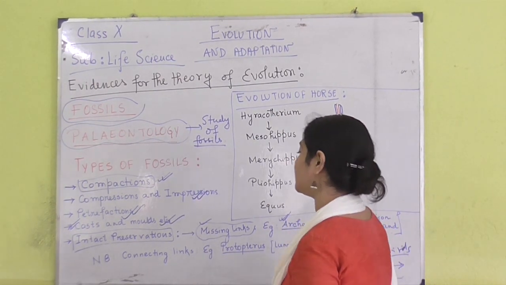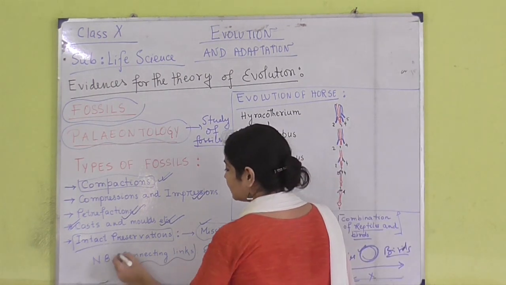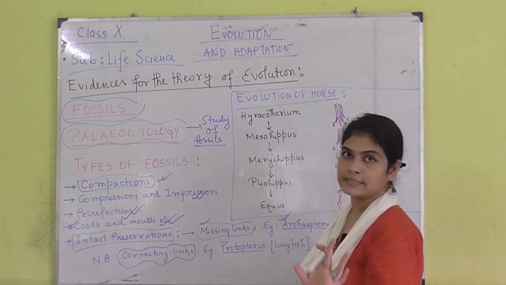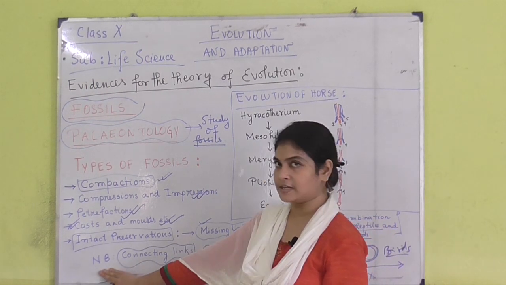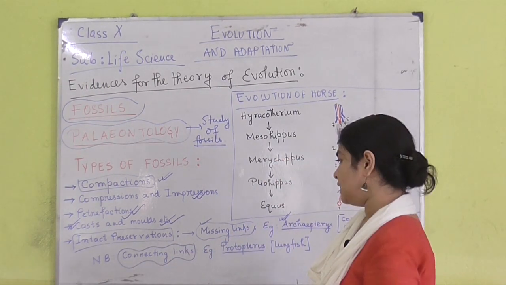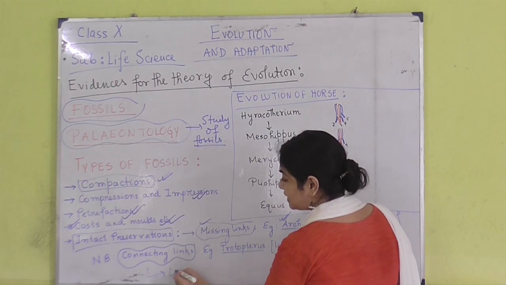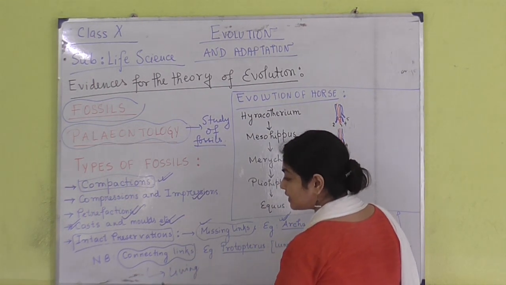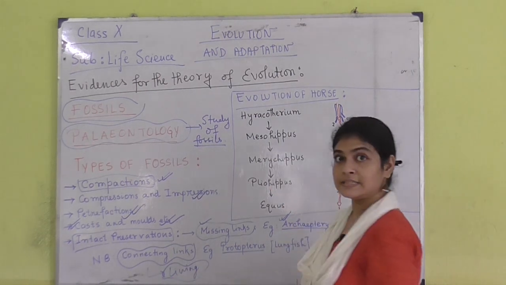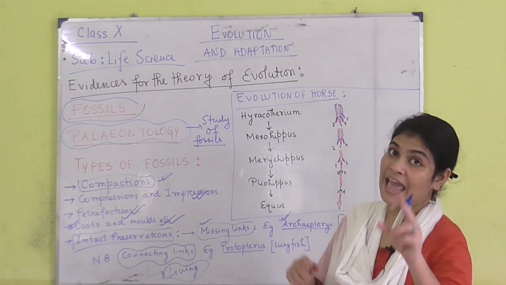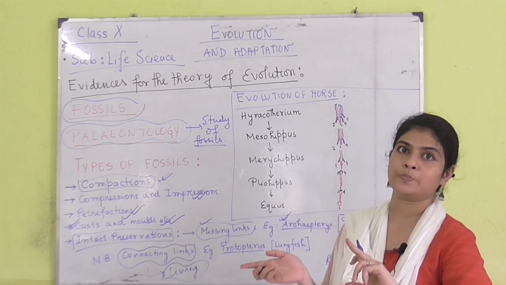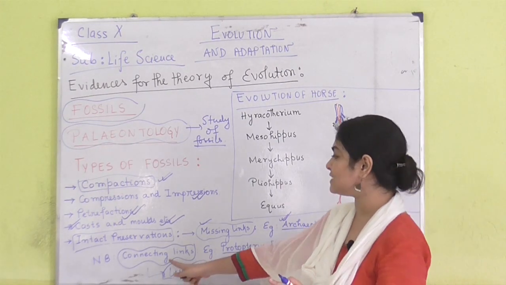And another type of thing is there, that is the connecting link. These connecting links, they are not fossils, okay. I have just put an NB over here, which I think you should know, that is connecting links. These connecting links, unlike the missing links, they are living organisms and still living. They are living, they are not dead. They are still present on the surface of the earth and they show the characters of different groups. Okay, so they are called the connecting links.